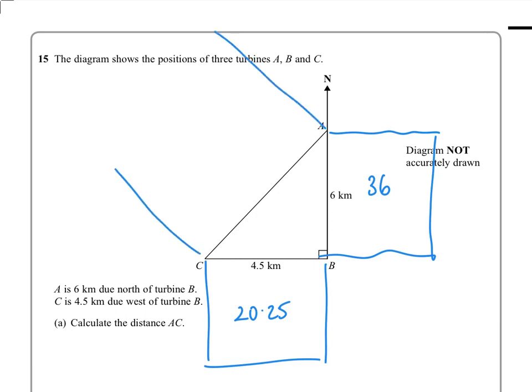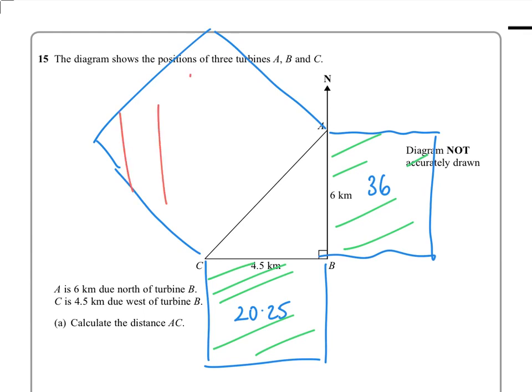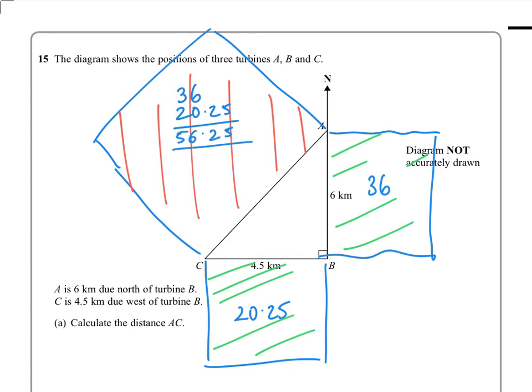But we know that Pythagoras' theorem stated that the 2 smaller areas always make the larger one, okay? So the 2 smaller ones added up would be 36 and 20.25. Of course, you'll probably do this on your calculator. So we get 56.25, and I just happen to remember that 75 squared is 5625, so that's got to be, I'm going to go with 7.5 kilometres. Okay, so that's Pythagoras.